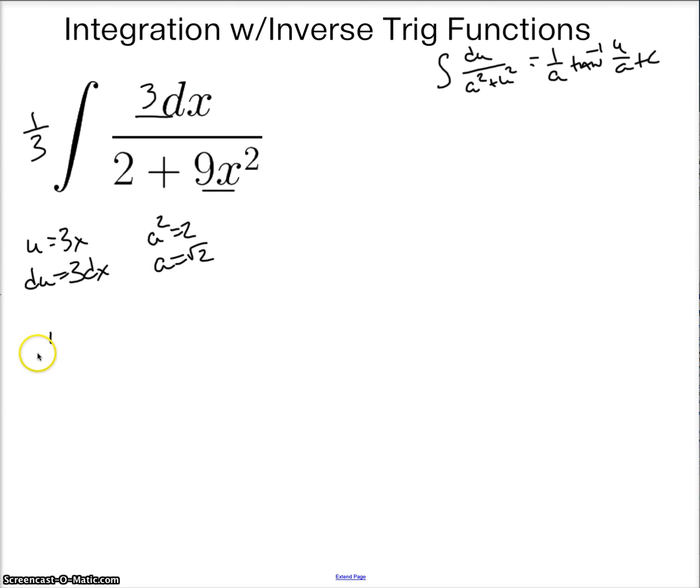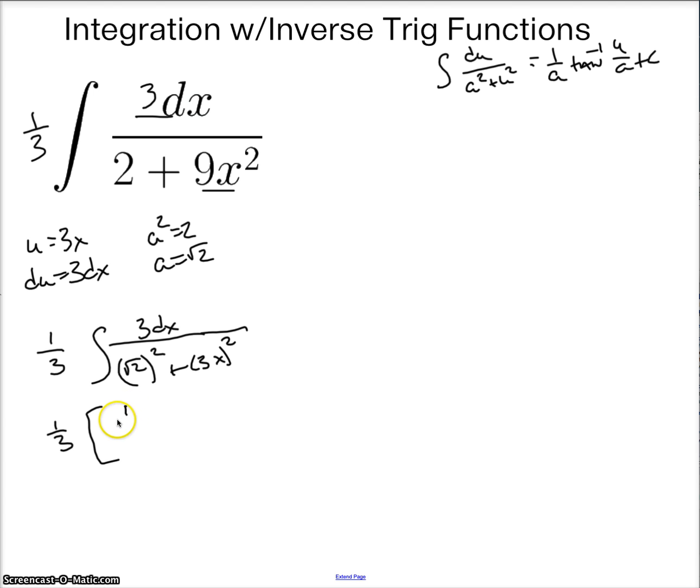Okay, now let me rewrite this. This is 1/3 times the integral of 3 dx divided by the square root of 2 squared plus 3x squared. All right? So now this is 1/3 times 1 over a, and a is the square root of 2, inverse tangent of u, and u is 3x, divided by a, which is the square root of 2, plus c.